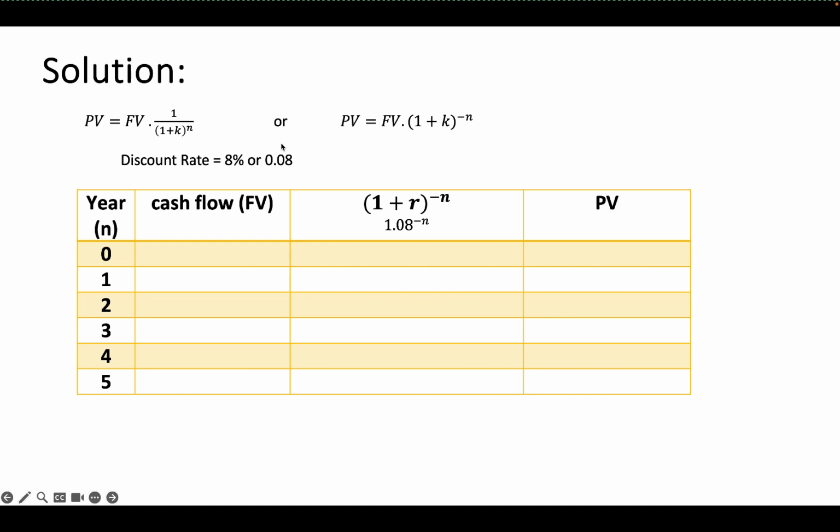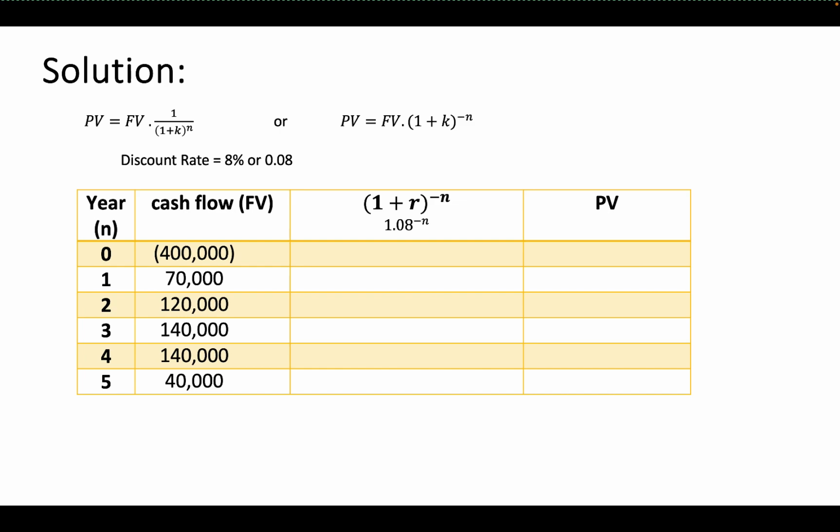So for the different years that we have from year 0 up to year 5, we are going to indicate the cash flows that we were given in the question. And then I have made the third column to represent this part of the equation, the 1 plus k raised to the power negative n, so that we tabulate the values that we are going to multiply times the future value. Also this is done for easy representation.